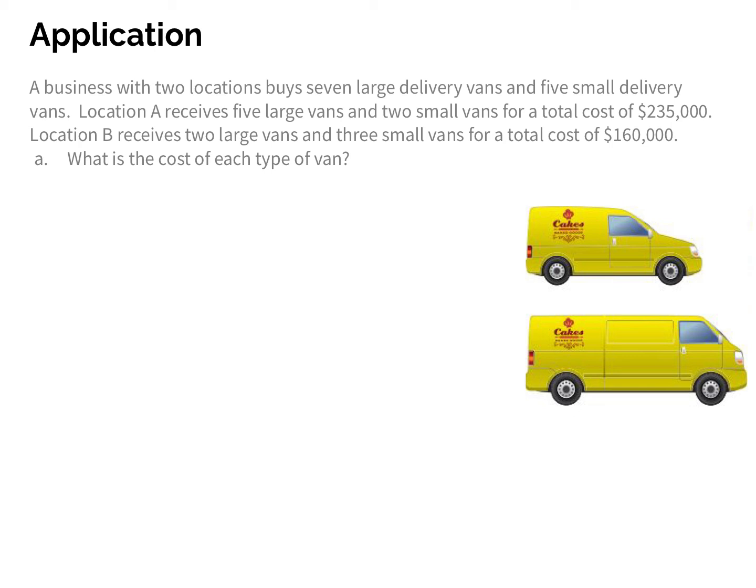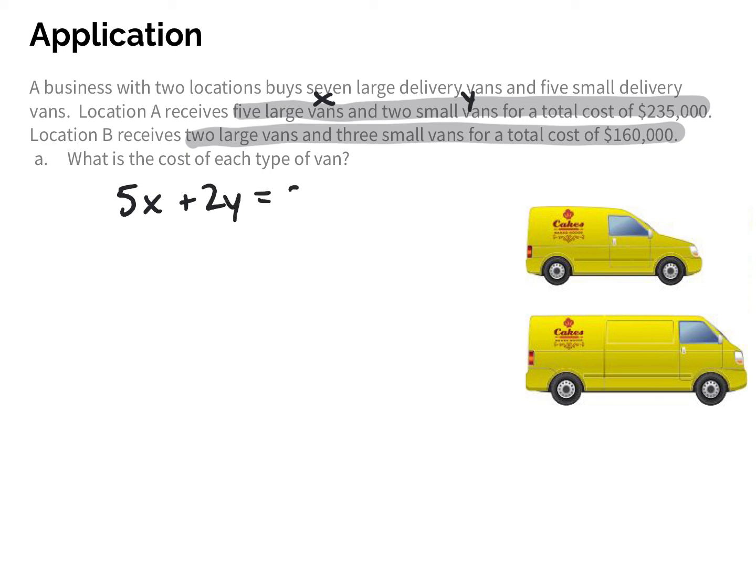So notice in these 2 sentences, we're going to get our 2 equations. 5 large vans, 2 small for that total. 2 large, 3 small for that total. If I were to write these out, I have 5 large vans. I'll say the large van is x, the small van is y. So 5x plus 2y equals 235,000. Why you give me such big numbers? Because I want to. Then you have 2 large vans and 3 small vans for a total of 160,000.